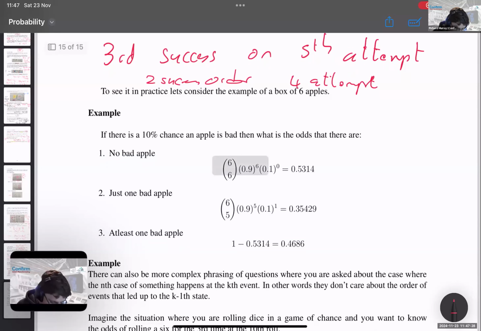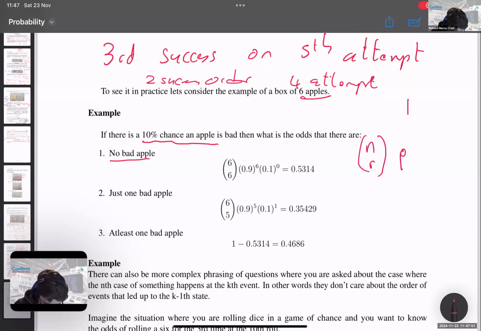So if we consider a box of 6 apples, and there is a 10% chance an apple is bad or rotten, which is a little bit high, but for the purpose of the question we're going to use it. If we want the case where there is no bad apple, we are going to use our Bernoulli trial formula, which is n choose r, times the probability of success, which is 0.9, so we don't want any rotten fruit, times the probability of failure, and this is to the power of successes, and this is to the power of n minus successes.